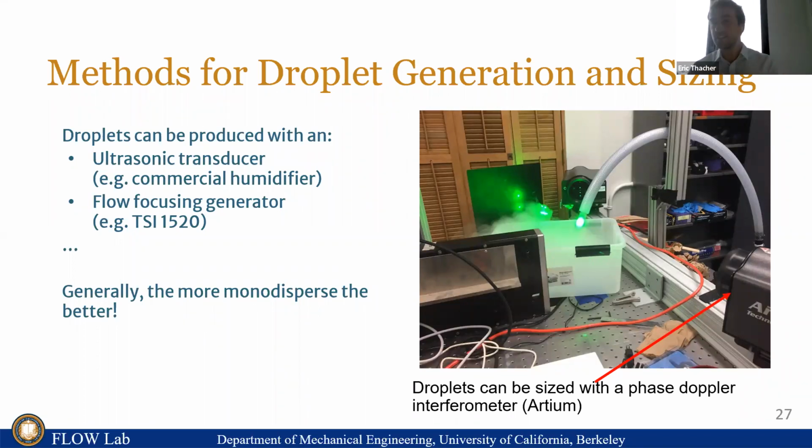That being said, generally the more monodispersed the droplets are, the better, and I'll go into that in a little bit of detail. So the plan is to conduct experiments with the monodispersed TSI flow focusing generator, but unfortunately we didn't get a chance to do that.